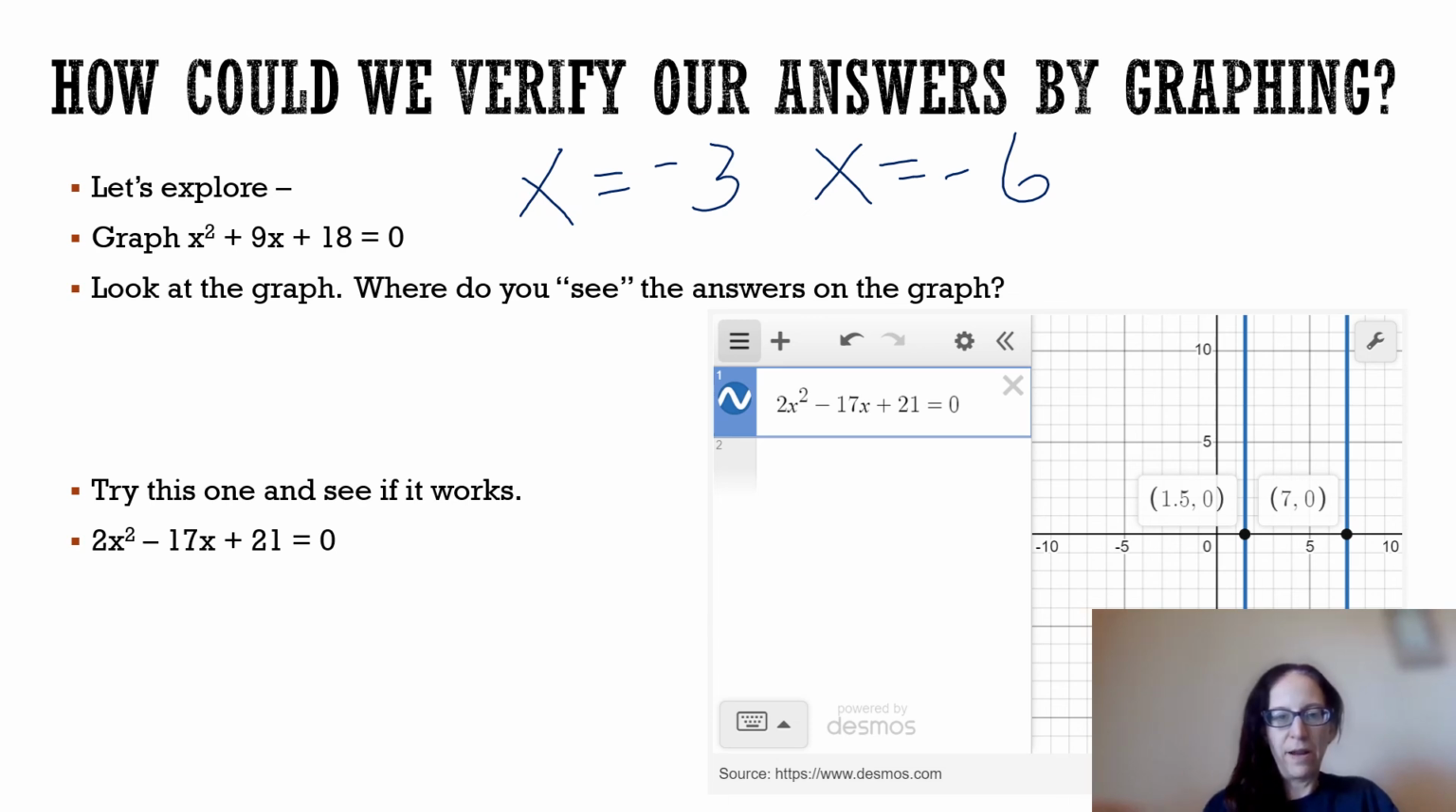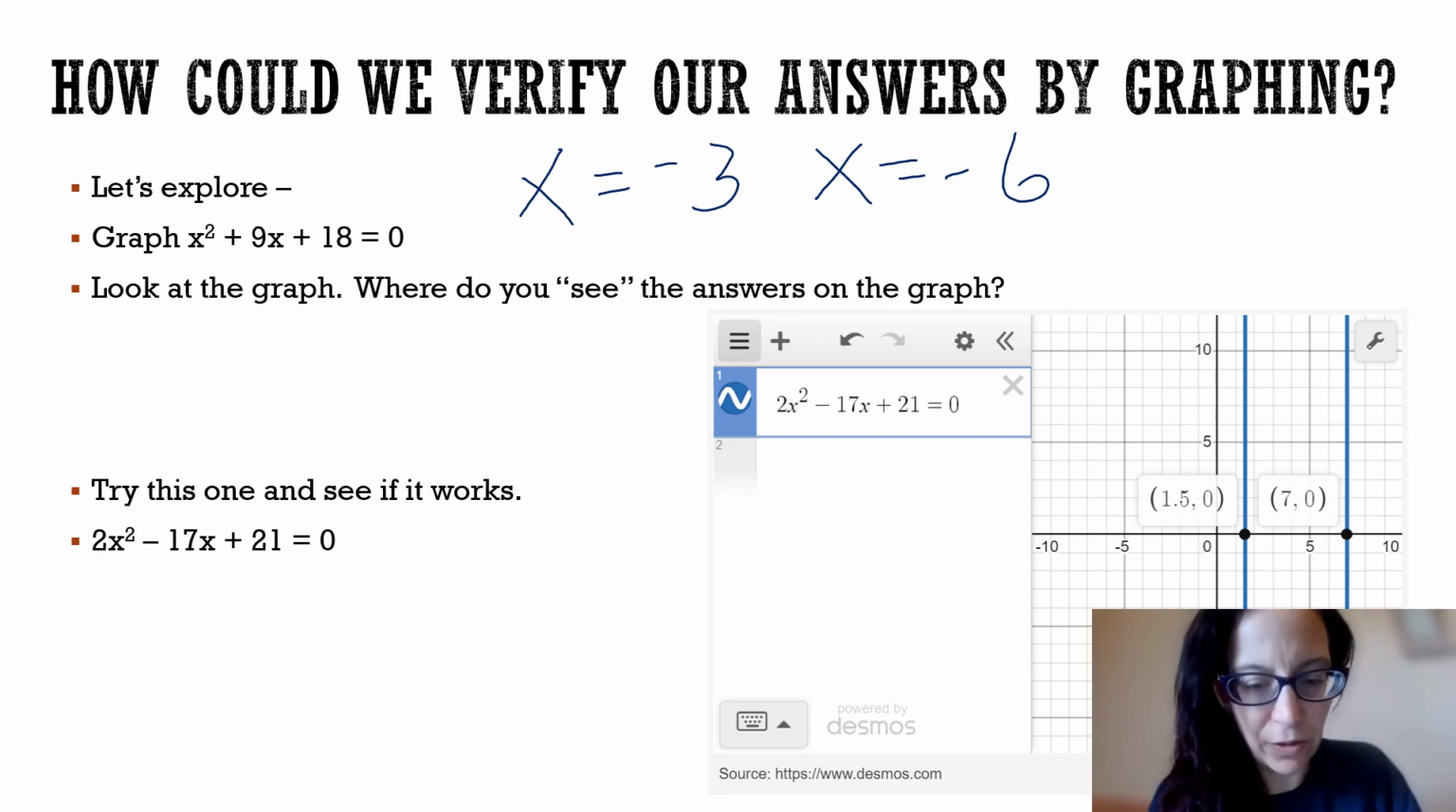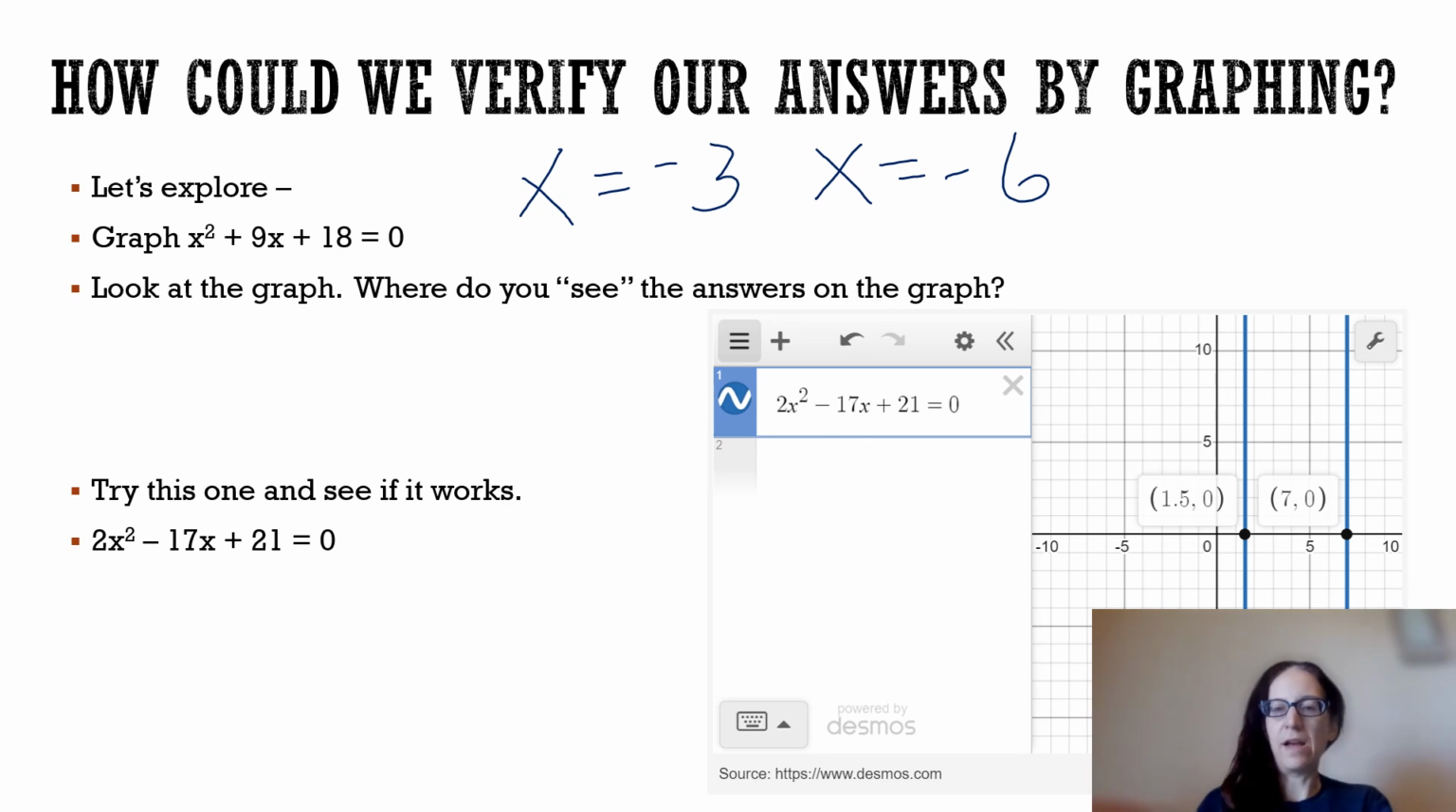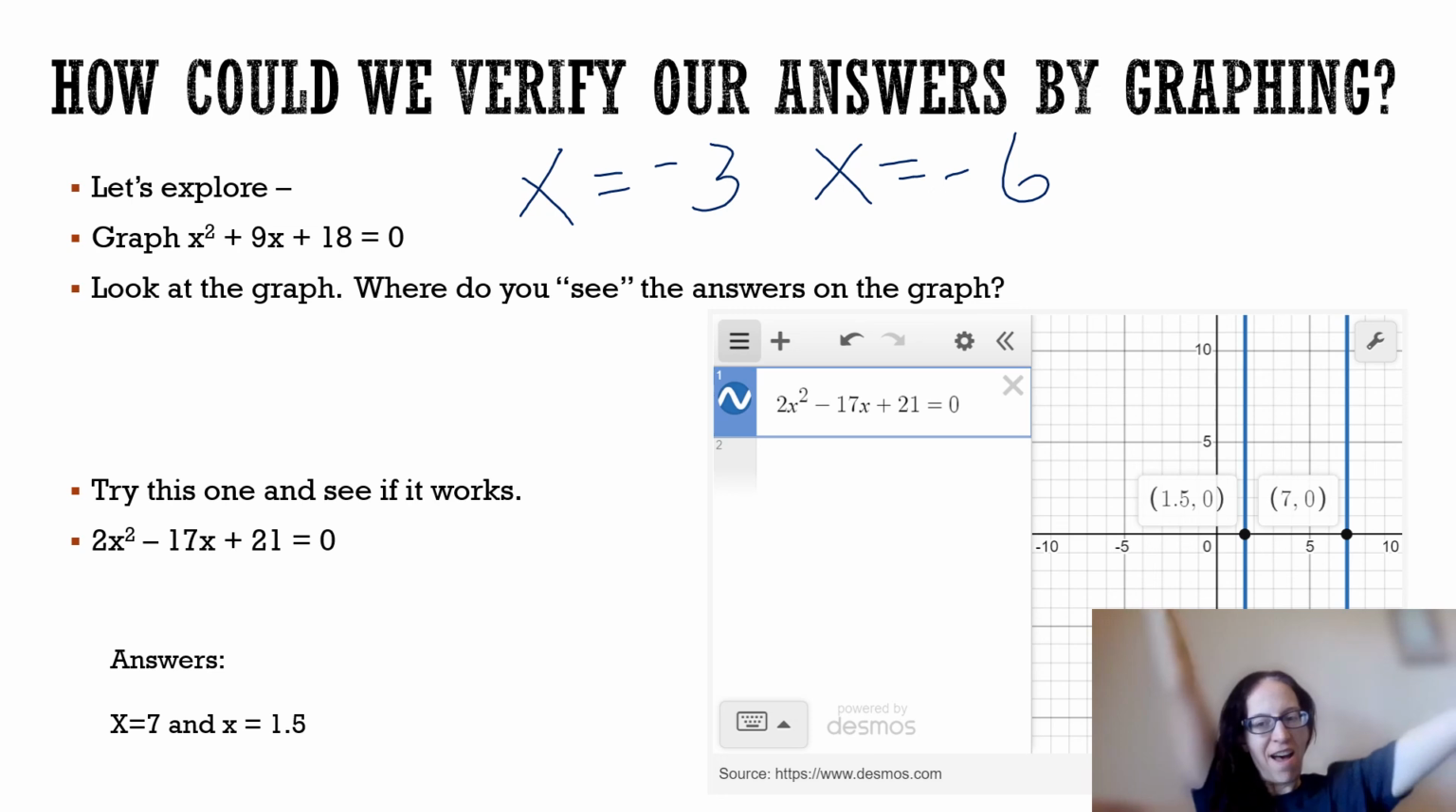Okay, I'm going to go ahead and put it in. I hope this one shows. Okay, and looking at this, it would appear that my answers are 1.5 and 7. Ta-da! The answers are x equals 7 and x equals 1.5.